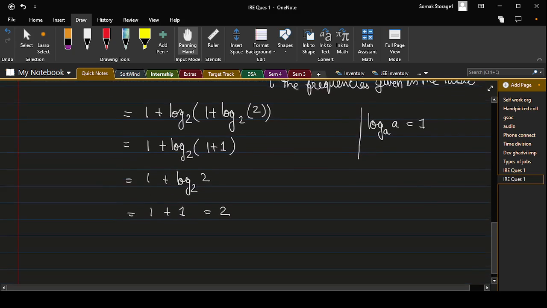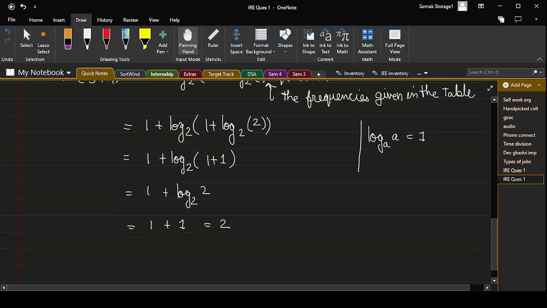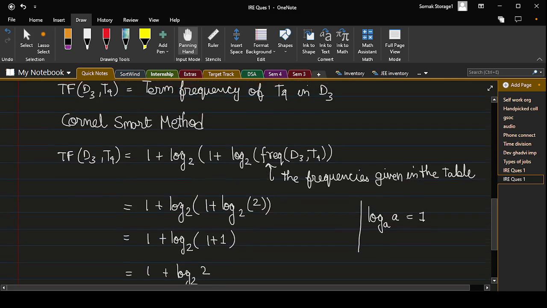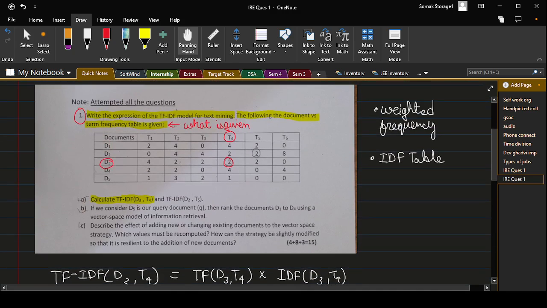Now since this is a small example, we are able to see that the calculated value 2 is the same as the value given in the table. But in a bigger example where the document size is large or it varies across the documents, like the first document may be of 100 words, the second document may be of 1000 words, and so on.